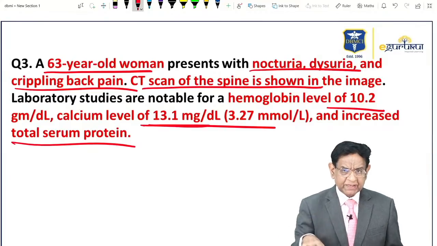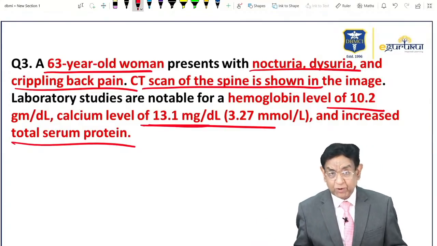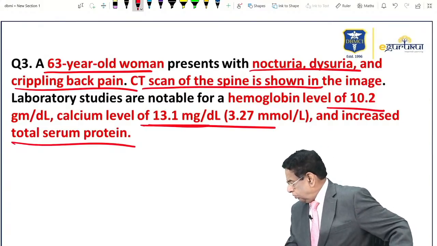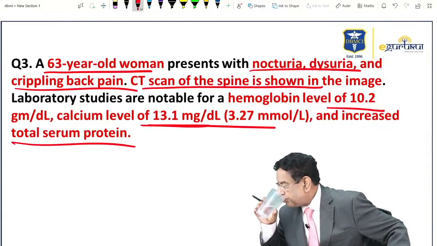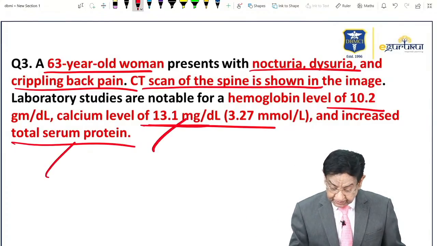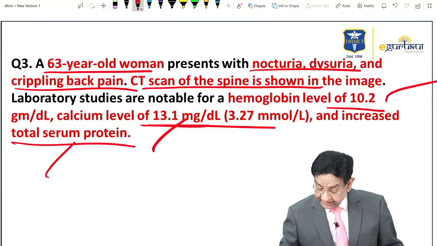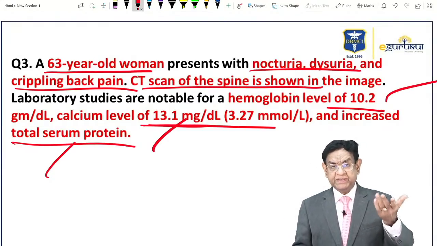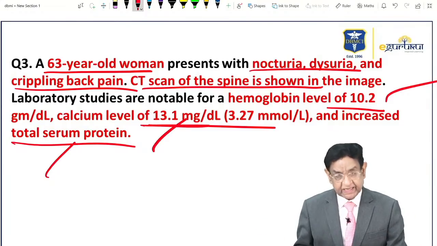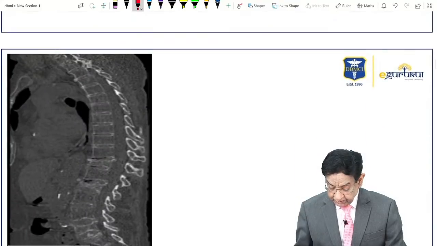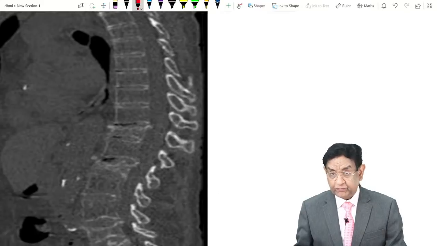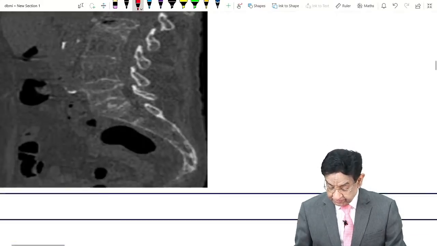Make a momentary thought. What is the question talking about? In this case, he's talking about multiple myeloma, perhaps. Why do you say that? We are getting a high calcium level, a high serum protein level, and anemia. These three things are pointing toward something to do with multiple myeloma. Now we look into the options, where we are getting certain findings that I'm going to discuss just now.